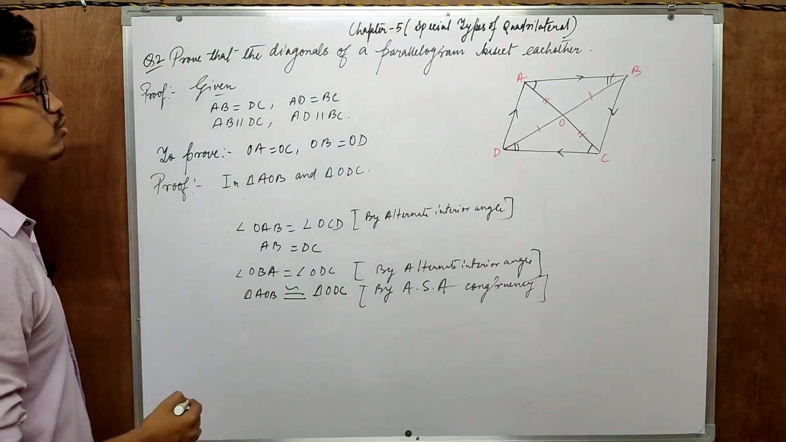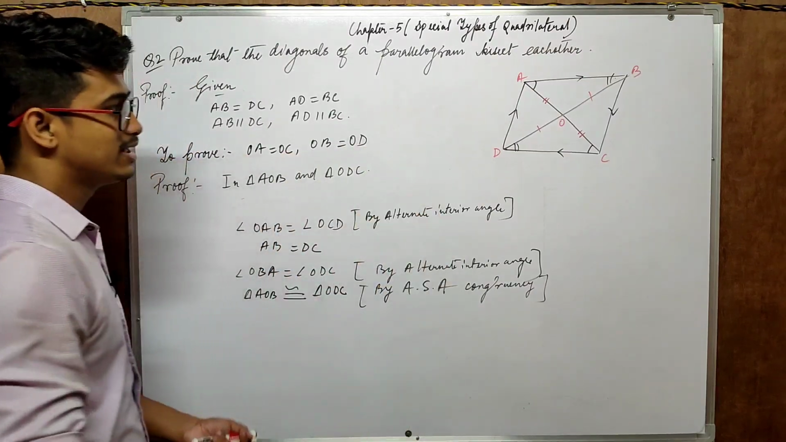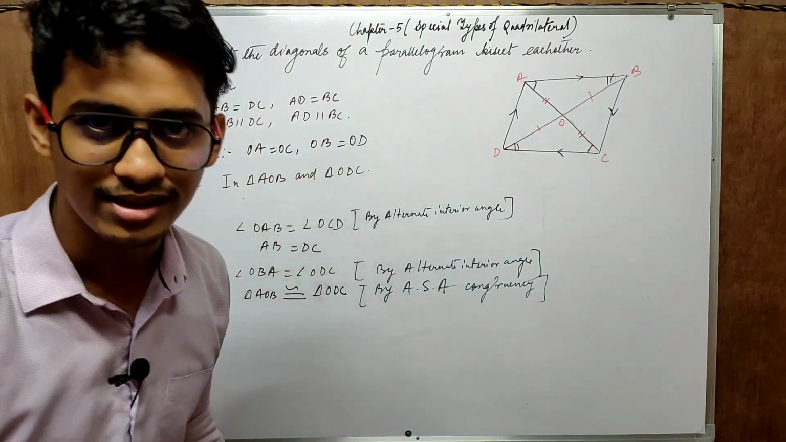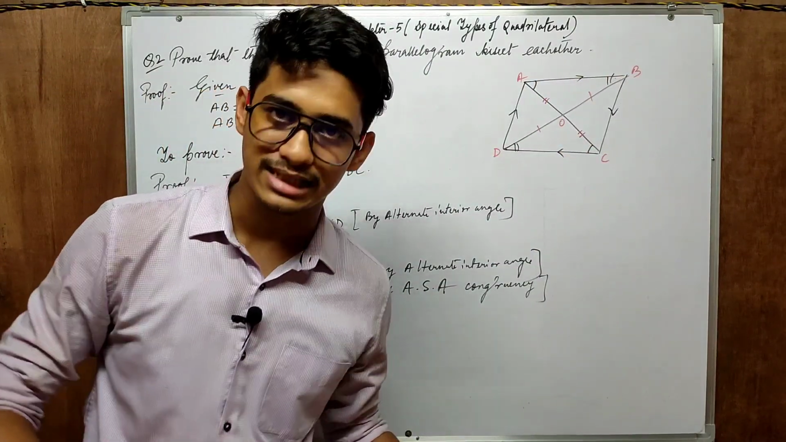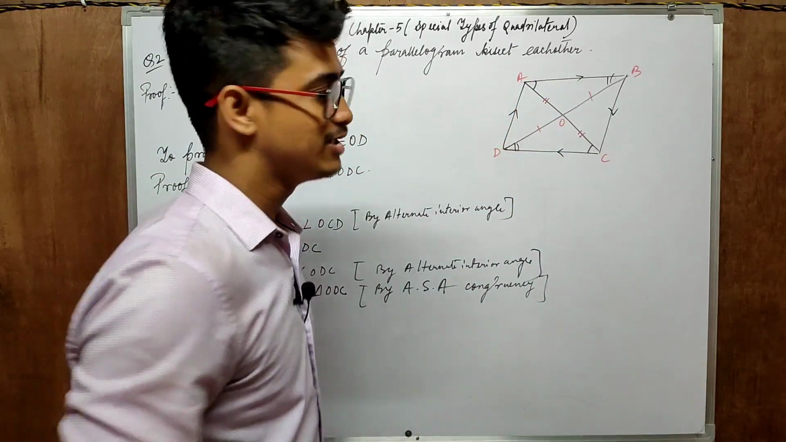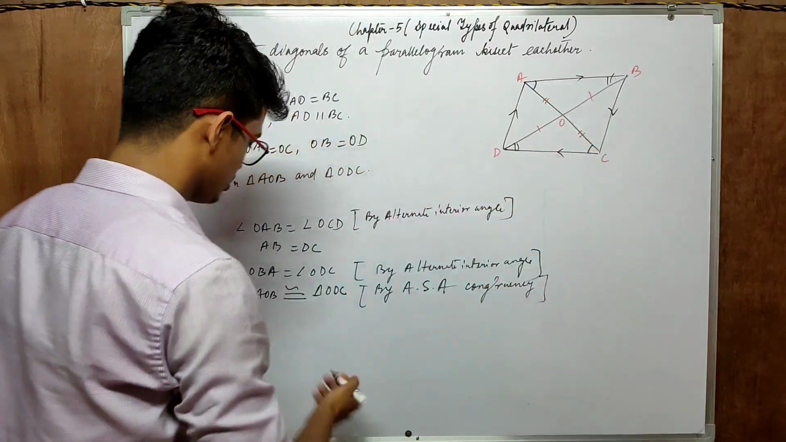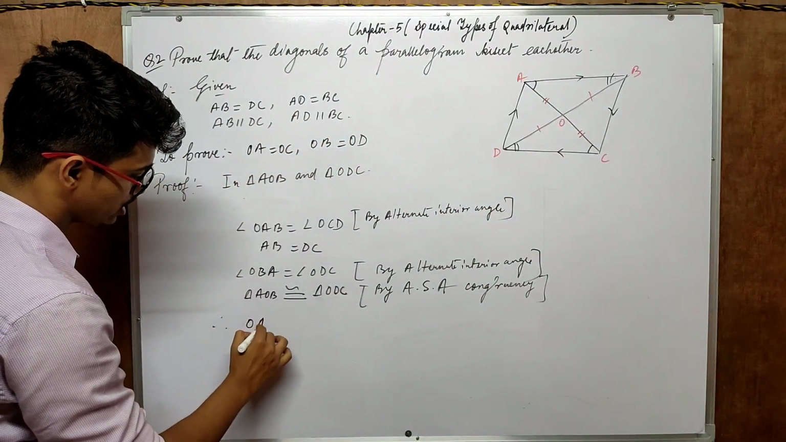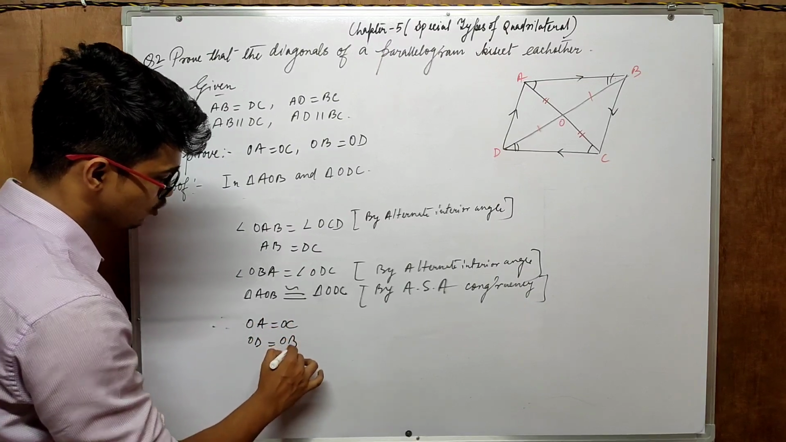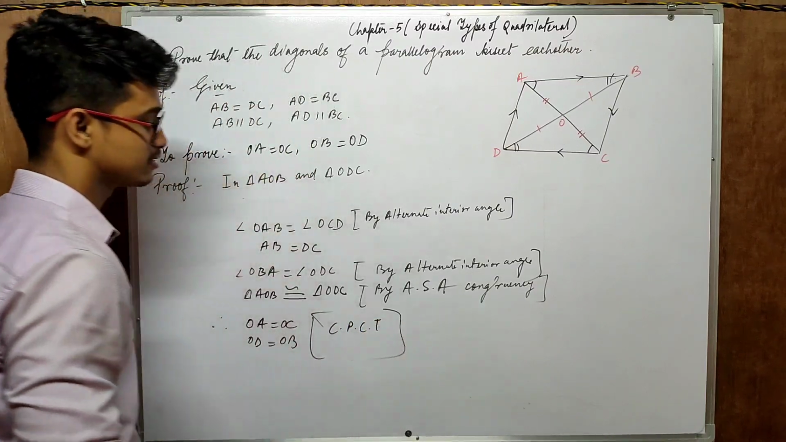All right. And what is the requirement? OA equal to OC and OB equal to OD. Now see, these two triangles are equal. Equal means what? These two triangles are absolutely the same. So the corresponding parts are absolutely the same. What is the corresponding part? OA, its corresponding side will be OC. Therefore OA equal to OC and as well as OD equal to OB. By which criteria? That is CPCT. That's it.